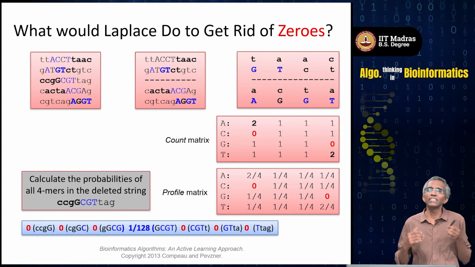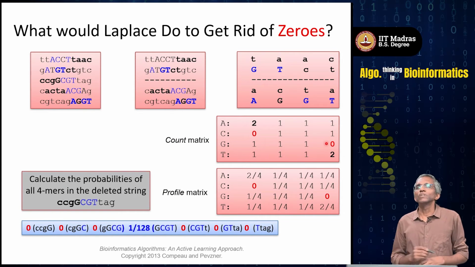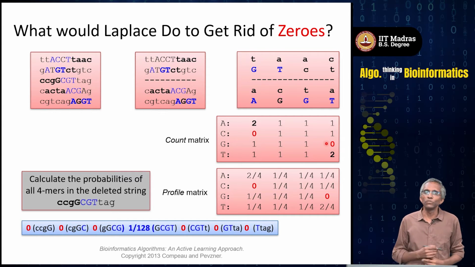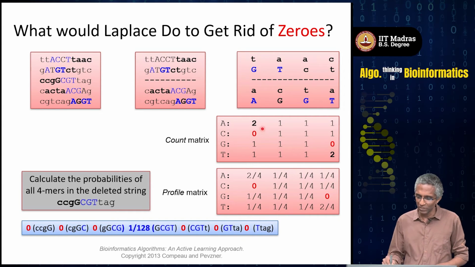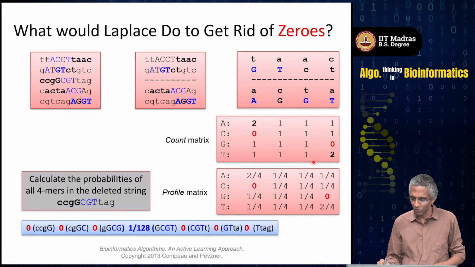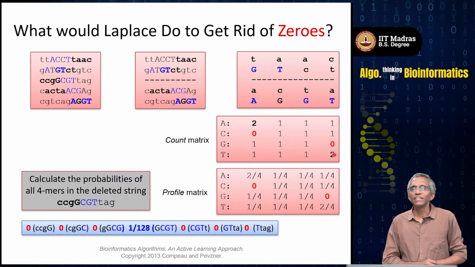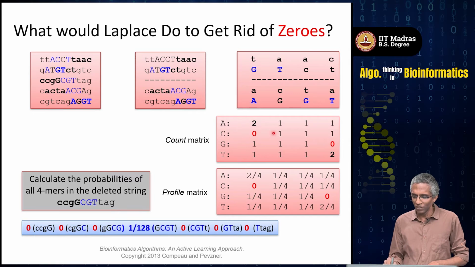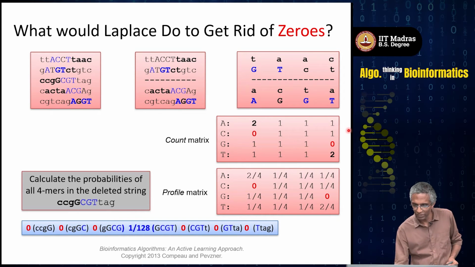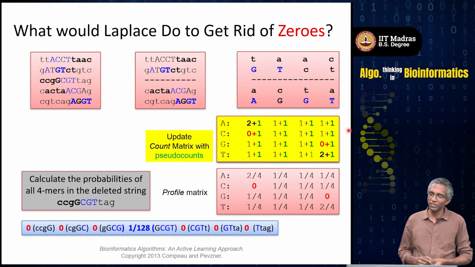Let us see how it will work in action. Let us see what Laplace would do to get rid of zeros in this matrix, and the idea is very simple. You just add plus 1 to all the entries in this count matrix. So, even before you observe the actual data, which are all these motifs, you start with a prior assumption that in each of the columns you have observed 1 A, 1 C, 1 G and 1 T, and on top of that whatever you are newly observing will be added. So, here is the plus 1 that is being added.